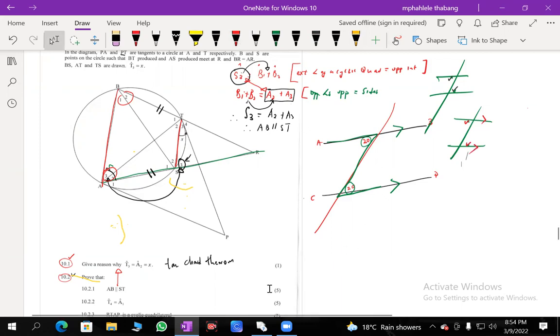I tried my best. That was 5 marks. So AB is parallel to ST.